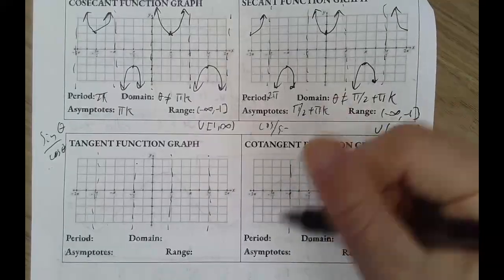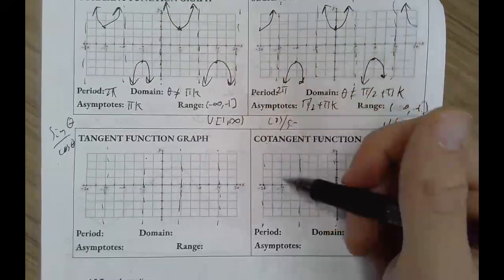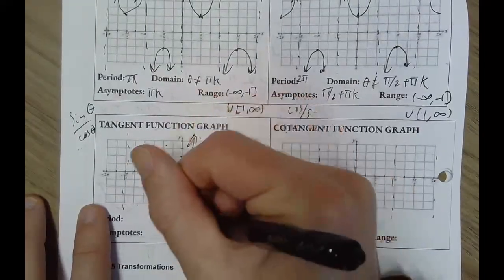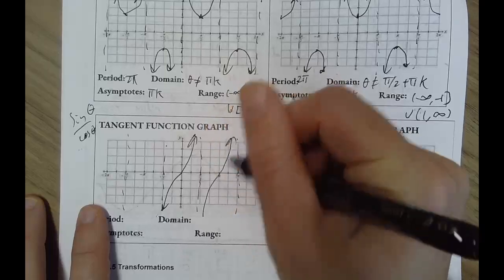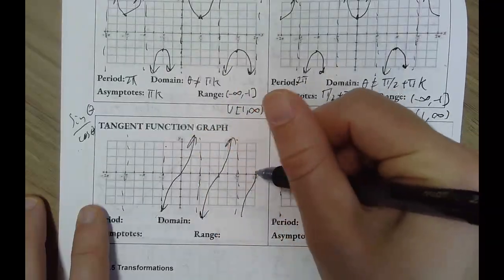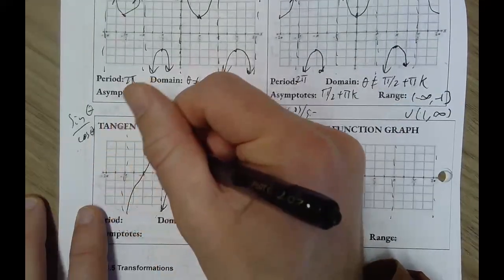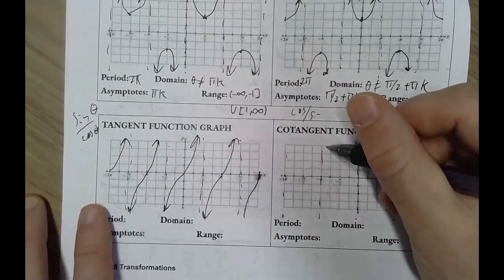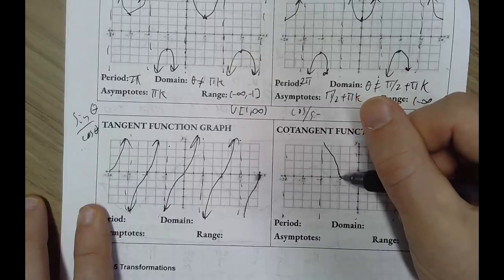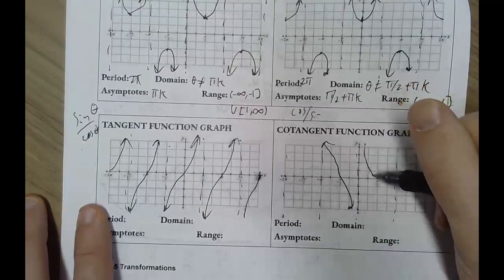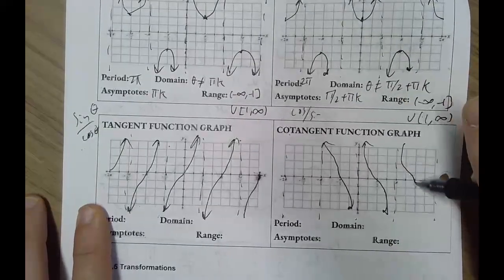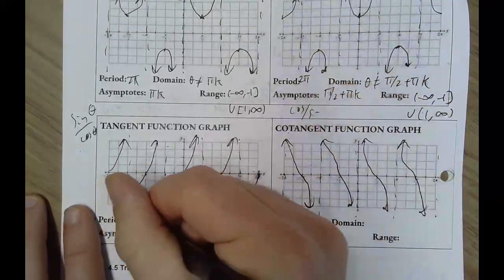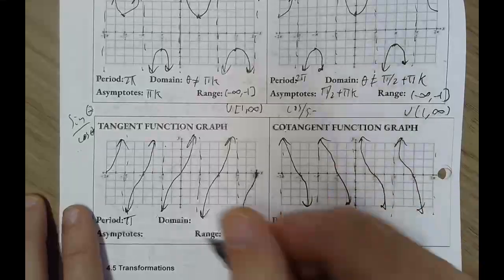so it's going to be every 0, pi, 2 pi, negative pi. And then what you have to remember is tangent goes low to high, like this, through 0 in the middle. And then cotangent goes high to low, like this. The main difference here is that the period is pi.